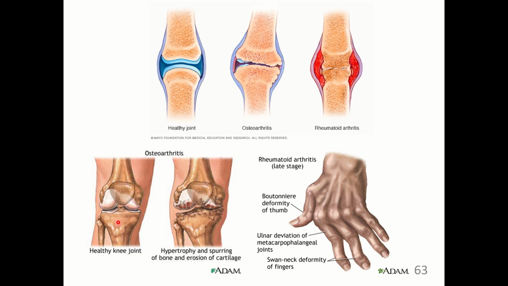This is showing osteoarthritis, again, a healthy knee joint, and then we see hypertrophy and spurring of bone and erosion of cartilage. And in the rheumatoid arthritis, here we see the late stage, and the bones fuse together and cause the digits and other areas to look deformed as the bones are fusing together.